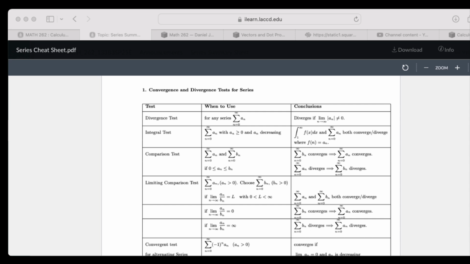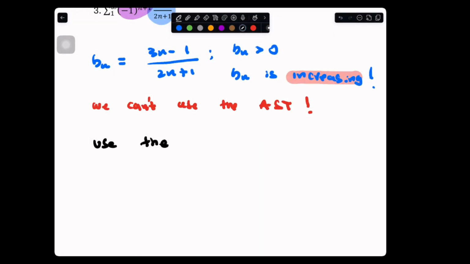Guess what you can use? Use the test for divergence.